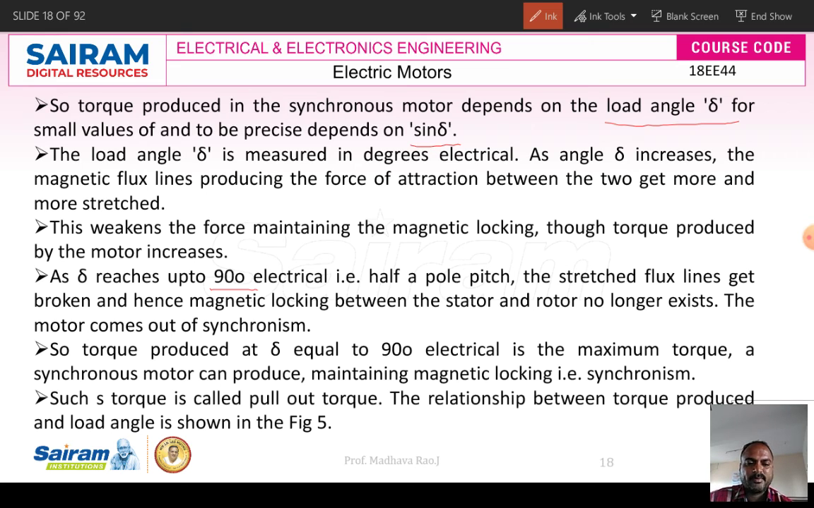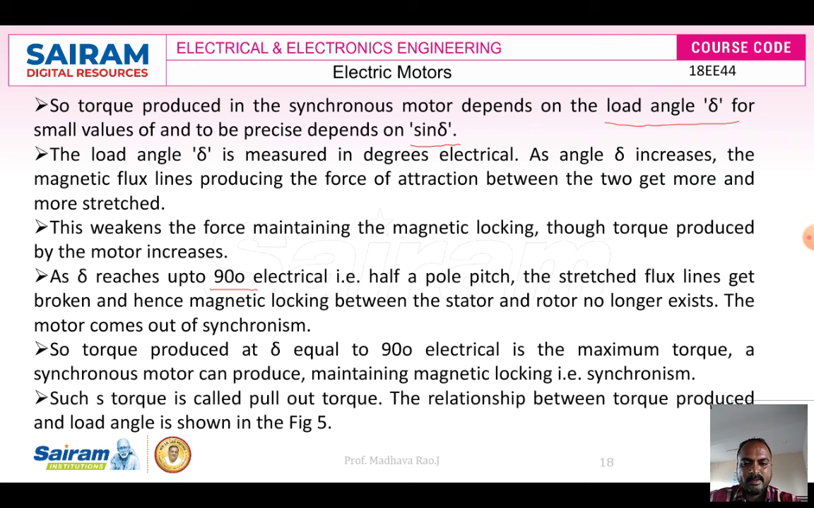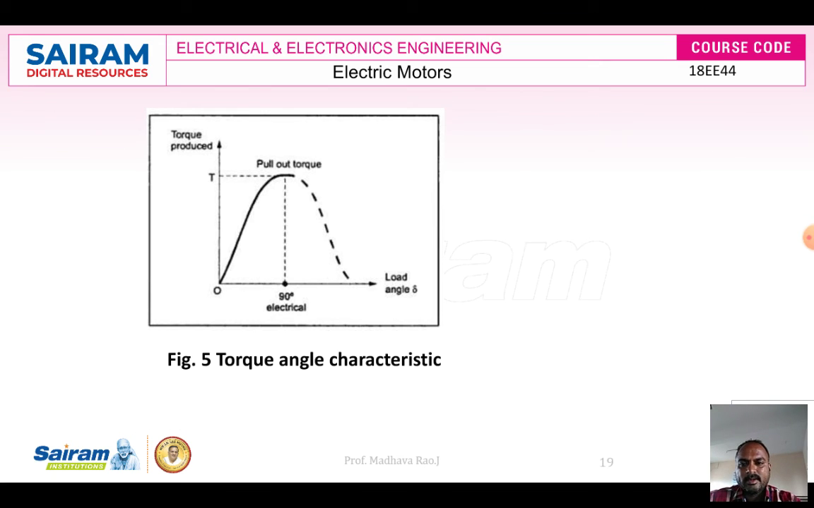The relationship between the torque produced and the load angle is shown in the figure below. You can see at delta equal to 90 degrees we get maximum torque. When delta increases towards 180 degrees, the torque will automatically decrease. When delta is equal to 90 degrees, the torque is what we call the pull out torque.